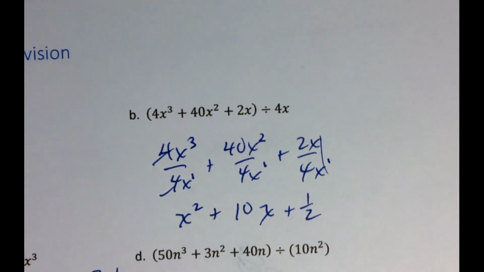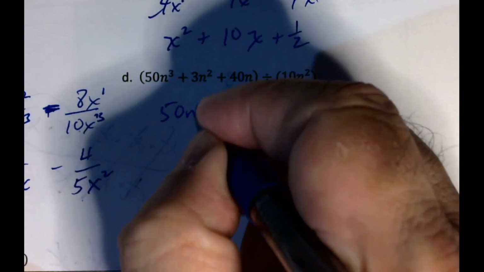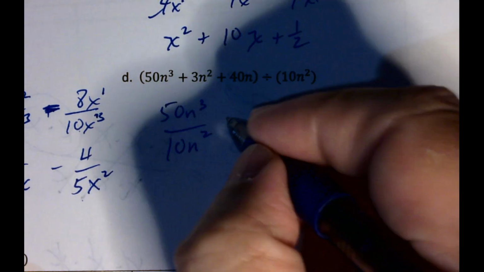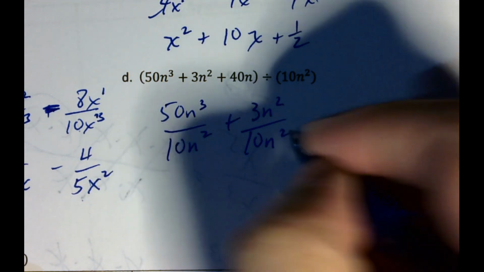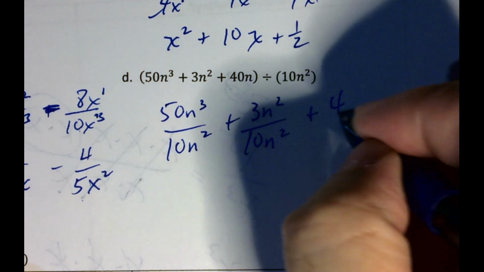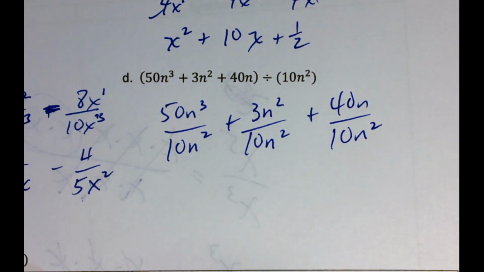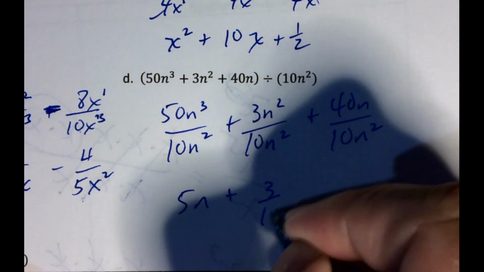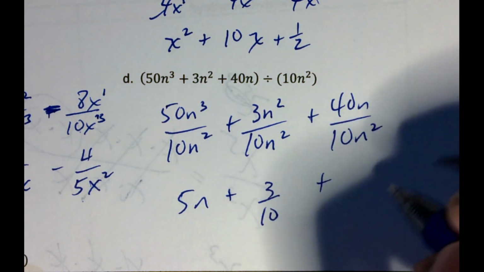Last example, example D. So I'm going to do 50n cubed over 10n squared, plus 3n squared over 10n squared, plus 40n over 10n squared. So 50 over 10 is 5 and n to the 1. 3/10, so the n squared is completely canceled. There are no variables in the second term. 40 over 10 is 4.